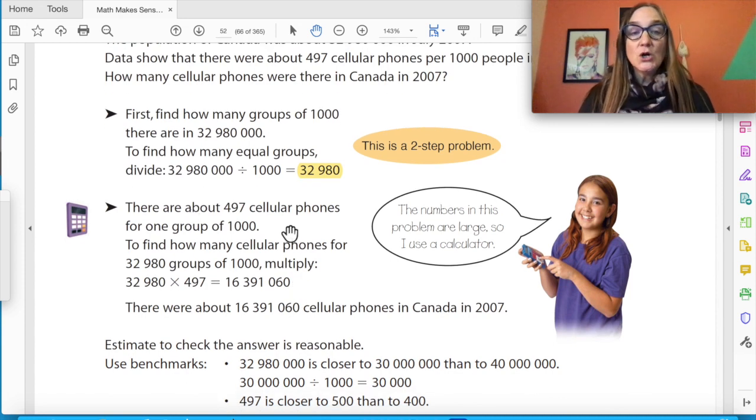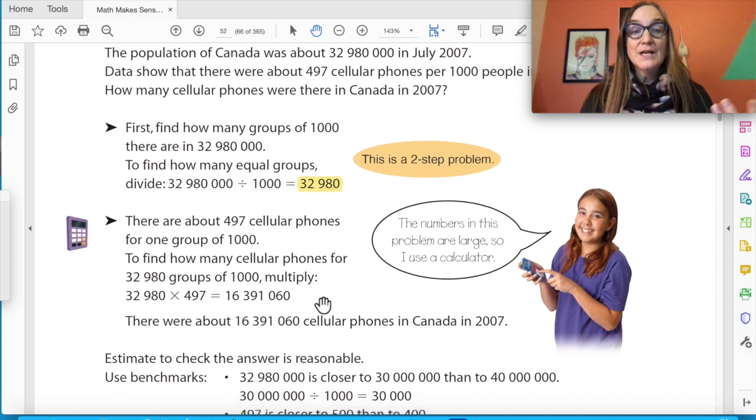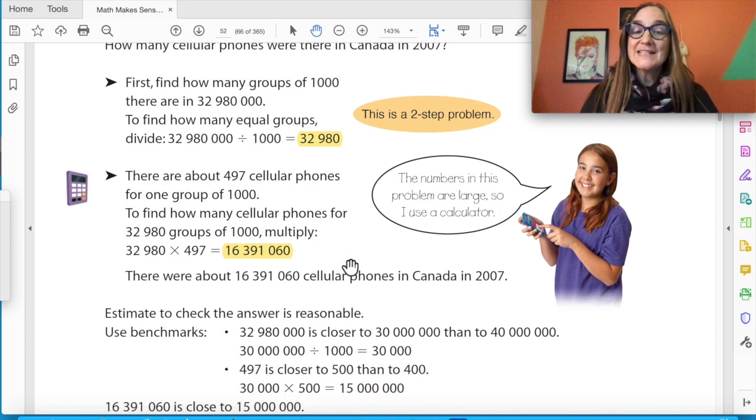So then we also know, because we were told up here, that there are about 497 cell phones for every group of 1,000 people. So we can take that number, 497, and we can multiply it by this number that we got in step 1. And the answer that we get when we do that big multiplication problem using a calculator is 16,391,060.